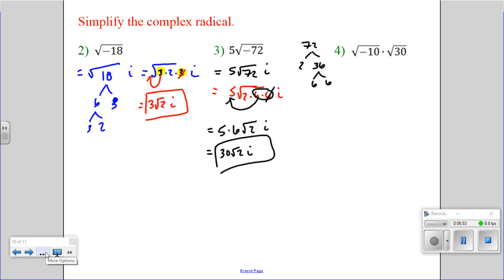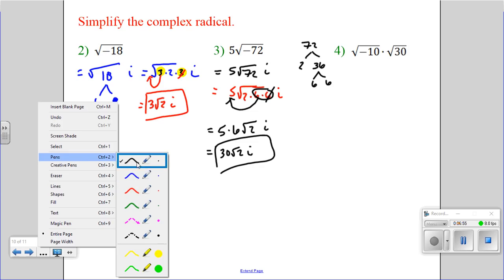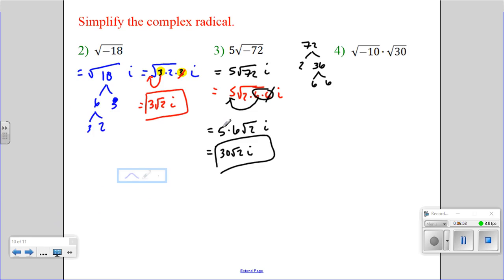On number 4, I have two individual radicals. So the first thing I would do is merge them into one with multiplication. So it's negative 10 times 30. And then when you multiply, you would get negative 300. So now, to take the square root of negative 300, I'm going to take the square root of 300 and put an I on it, just like we've been practicing. So now I have to simplify 300.